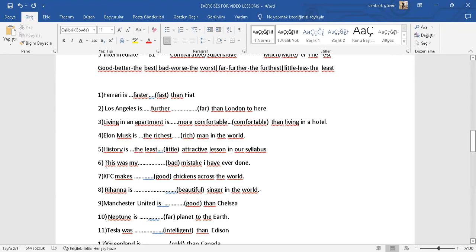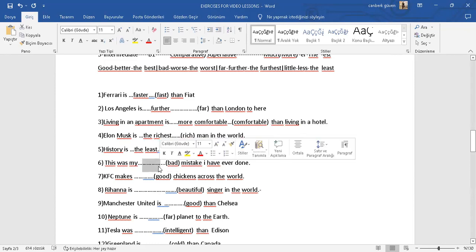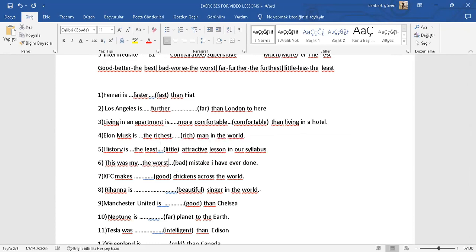Six: this is my blah blah mistake I have ever done. As you see, you don't see the word than, and you see the extreme situation here again. So bad is also irregular. So we should write here the worst.